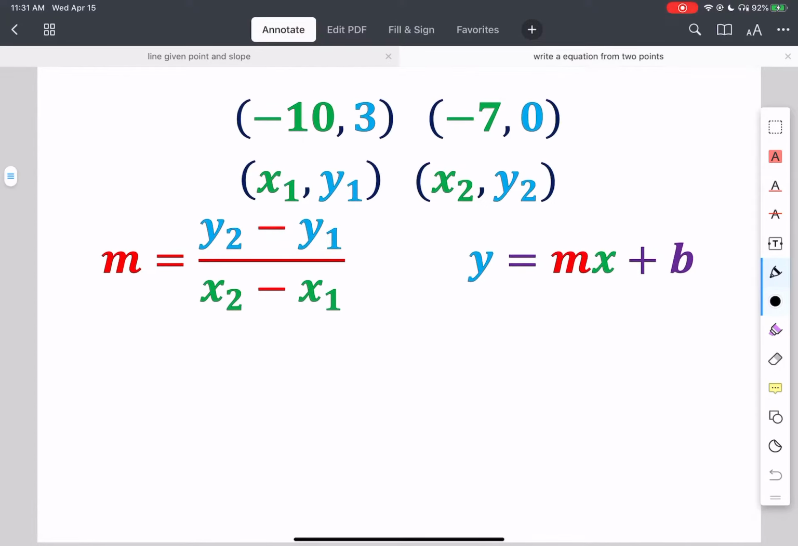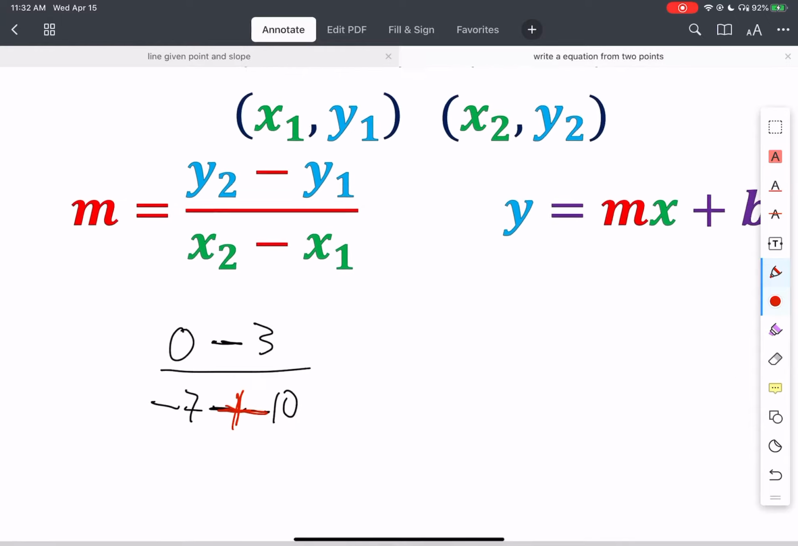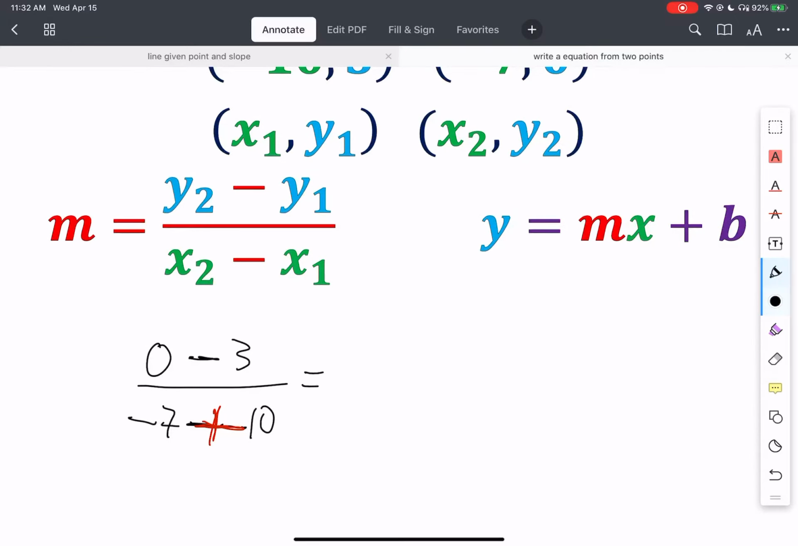So y2, which is 0, subtracting from y2, y1, which is 3, and then x2, which is negative 7, and subtracting from that, negative 10. Right, and remember, when we're subtracting a negative, that becomes a positive. So we have 0 minus 3 is negative 3, and then negative 7 plus 10. Well, so when you have a positive and a negative, you're getting the difference. And the difference between 7 and 10 is 3. Since 10 is positive and 7 is negative, it's a difference of positive 3. Negative 3 over positive 3 simplifies to negative 1, which is my m.